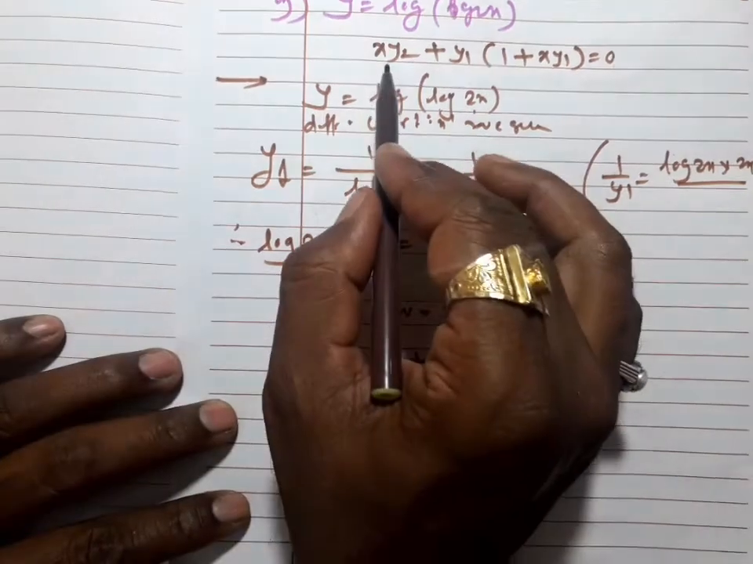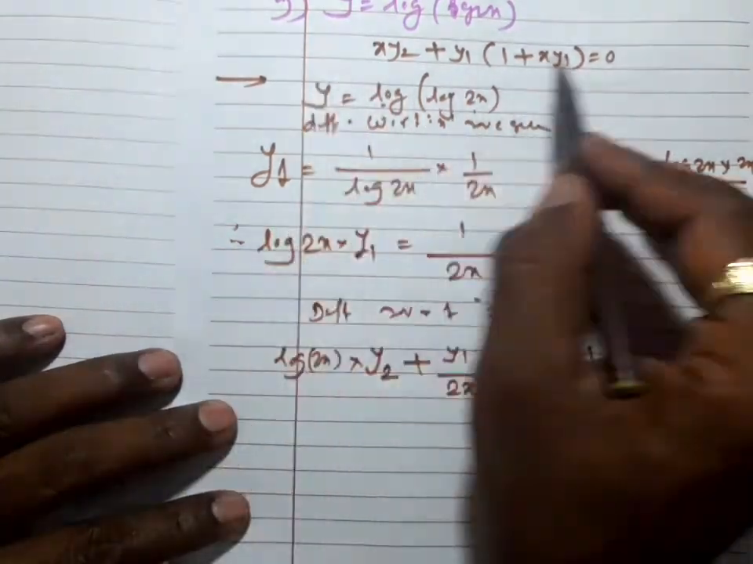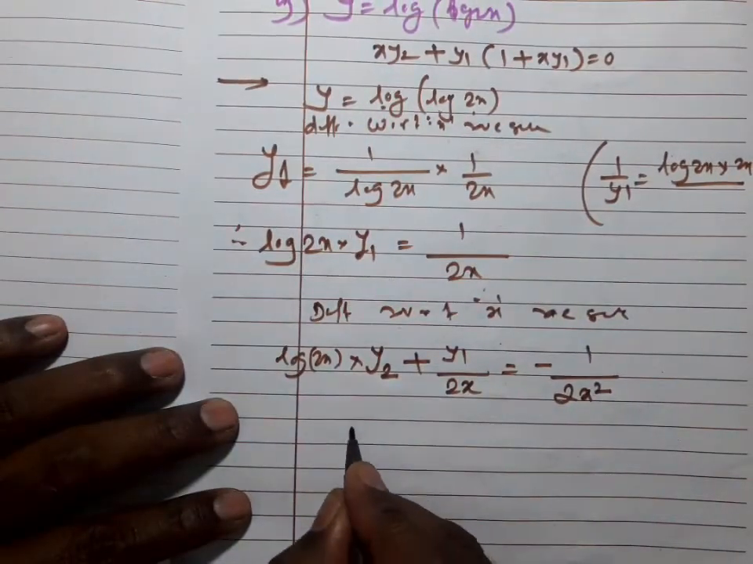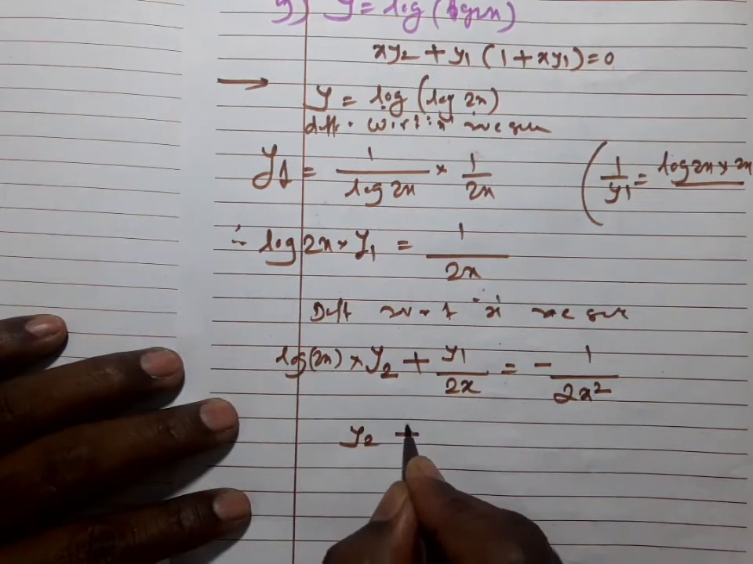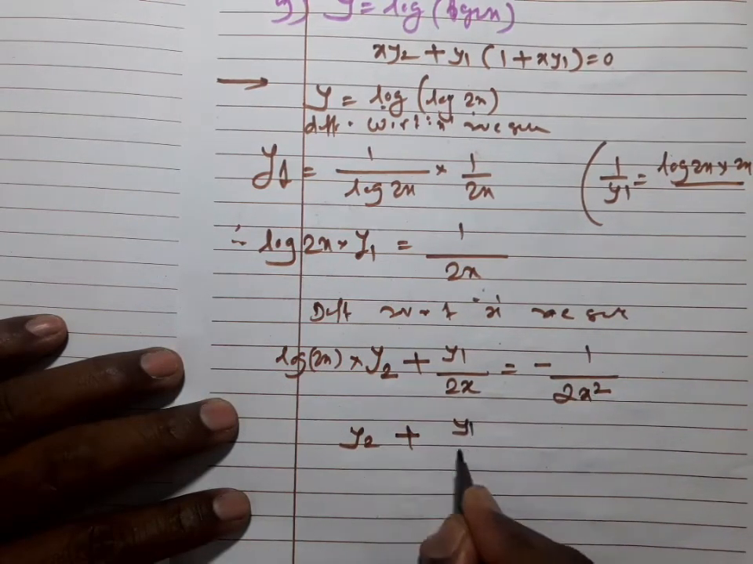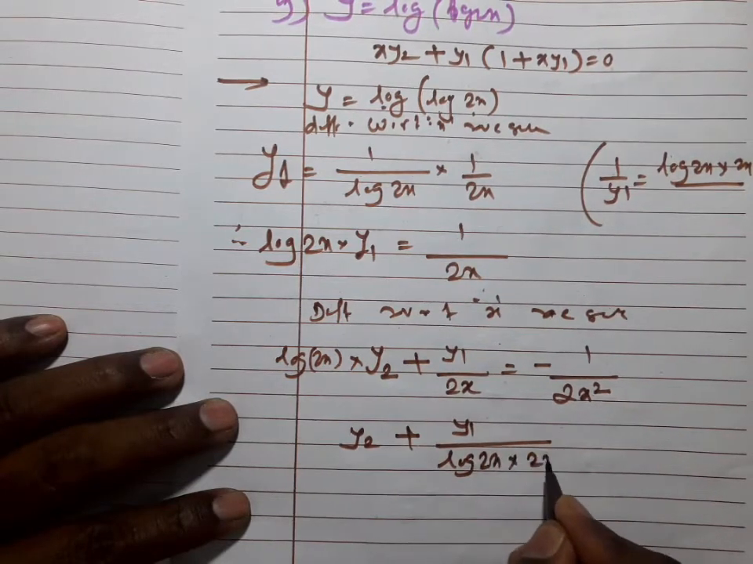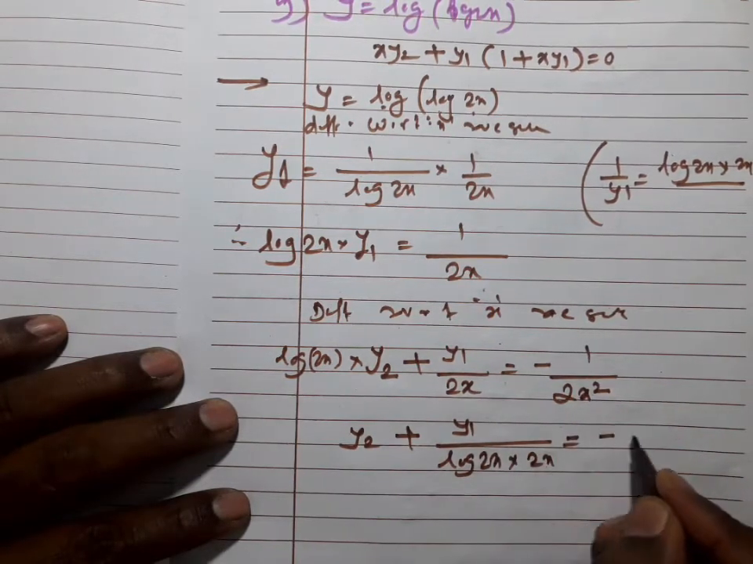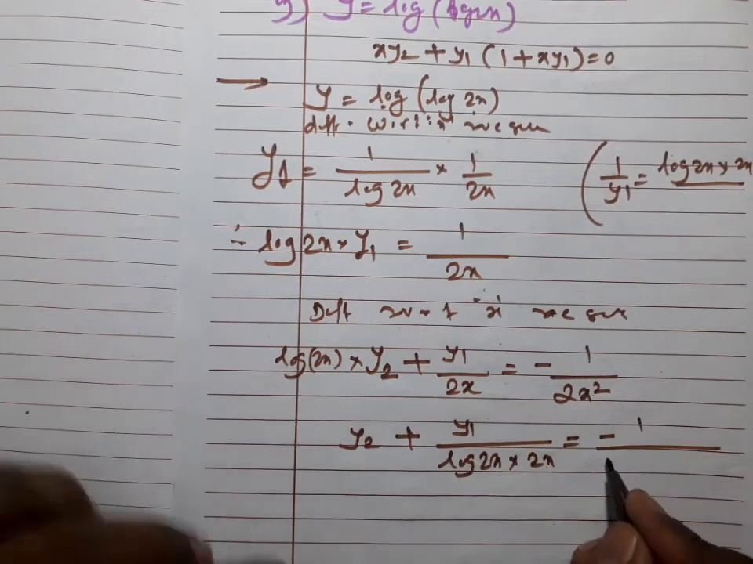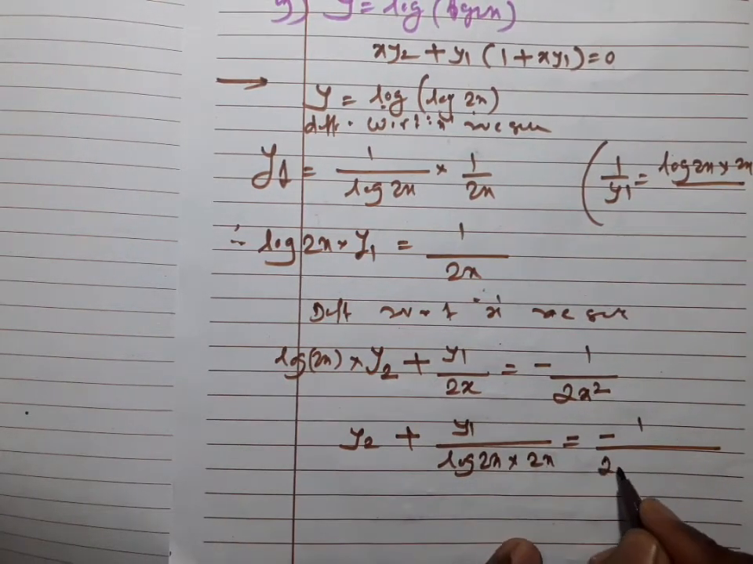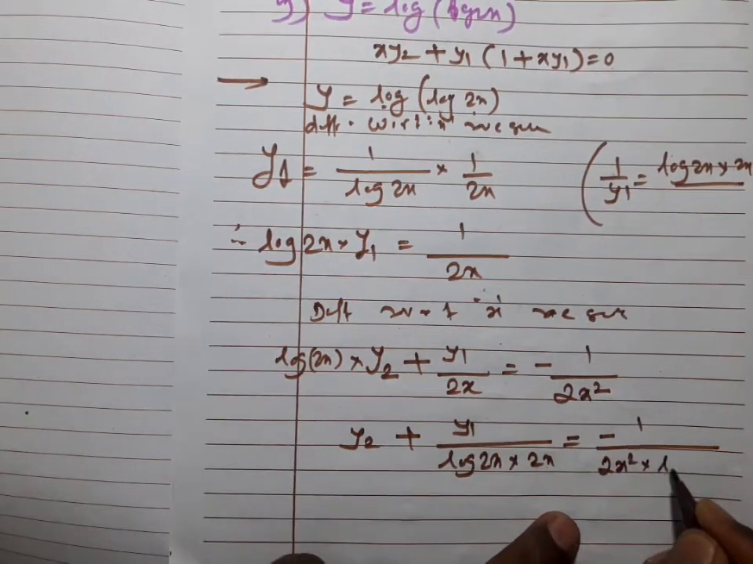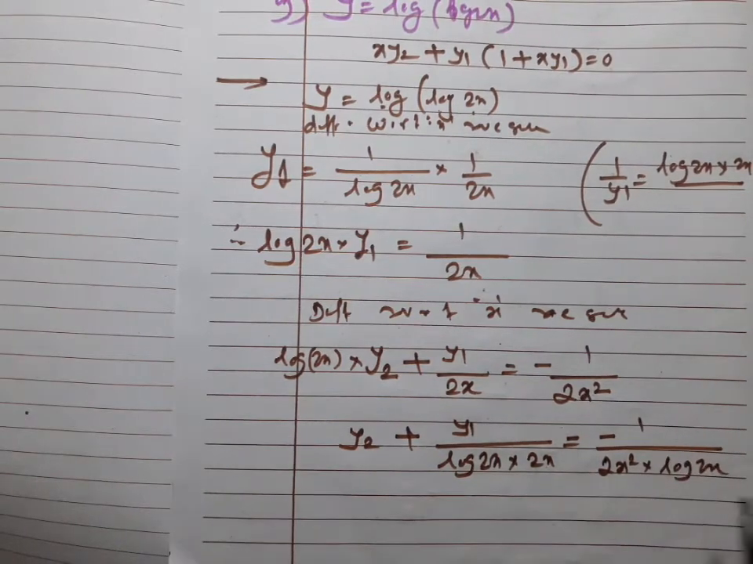Now according to the required term there is no log, so we should remove the log. So I am going to divide by log 2x. It is y1 upon log 2x into 2x is equal to minus 1 upon 2x square into log 2x.